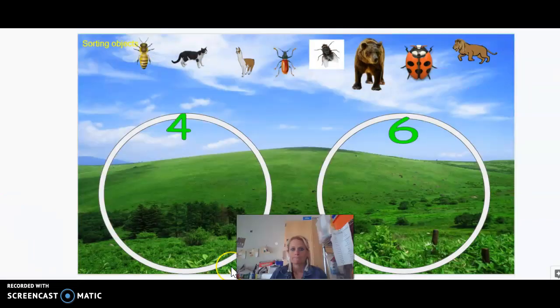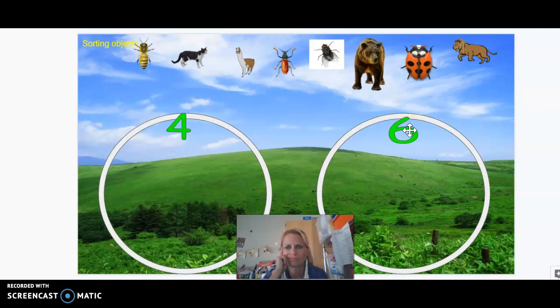Good job. So, guys, today I need your help. We're going to be talking about sorting this week in small groups. So I needed your help sorting some animals today. All right. I have my way I want to sort my things today. I have 4 and I have 6. What do you think I put the 4 and the 6 there for?